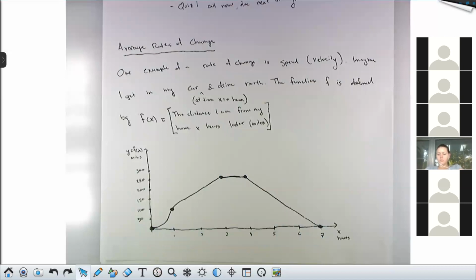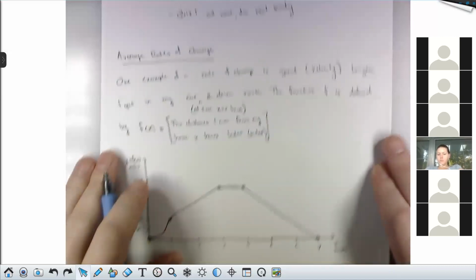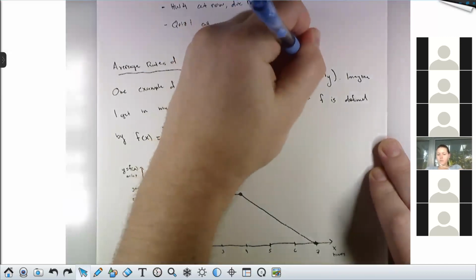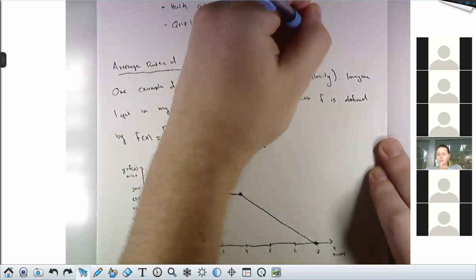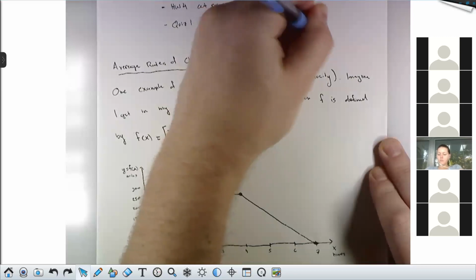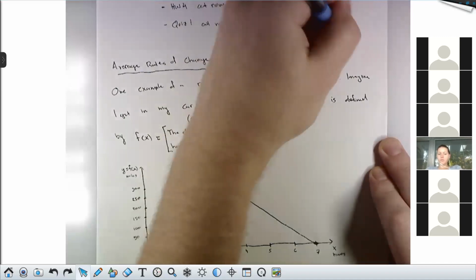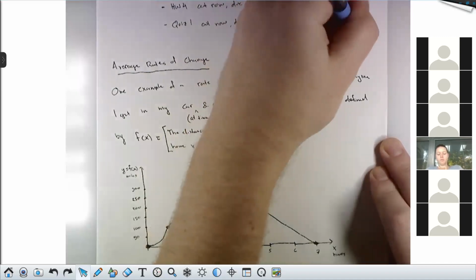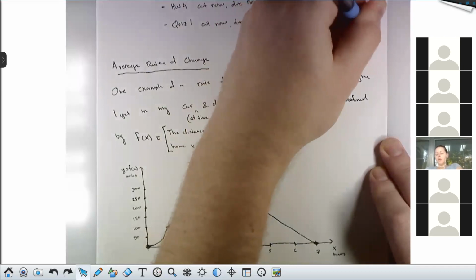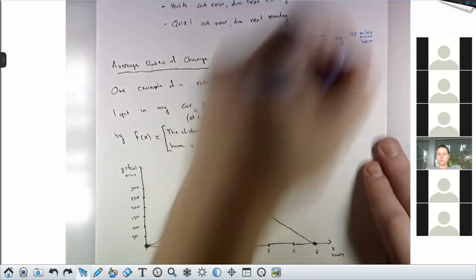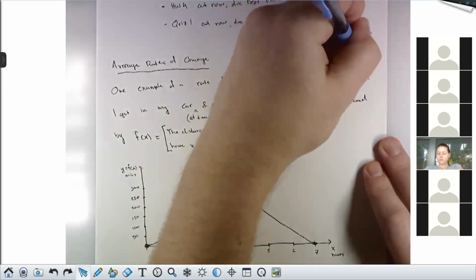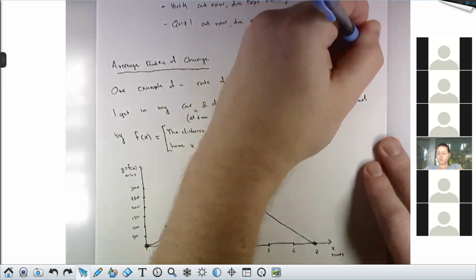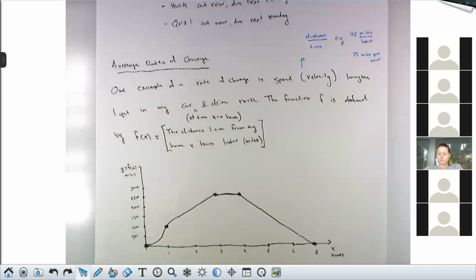Remember that speed or velocity, these have units like a distance over a time. For example, 75 miles per hour. Remember the word per. Per really means to divide.